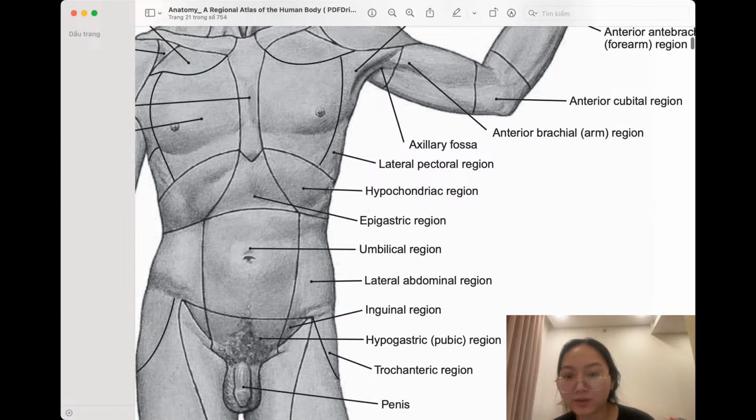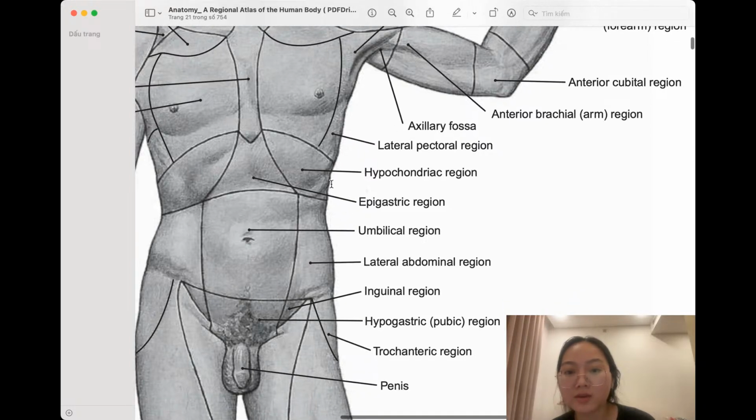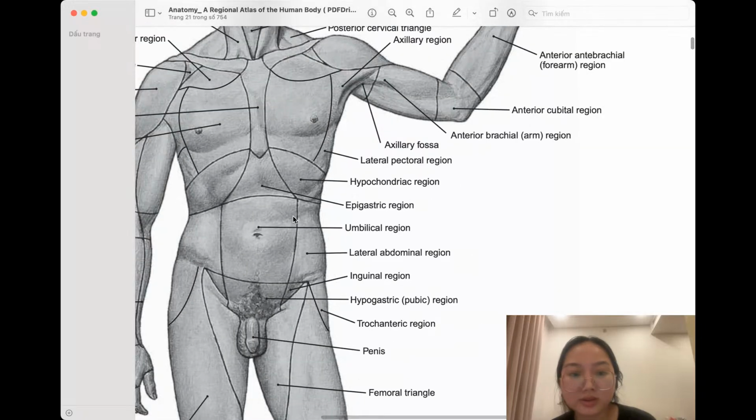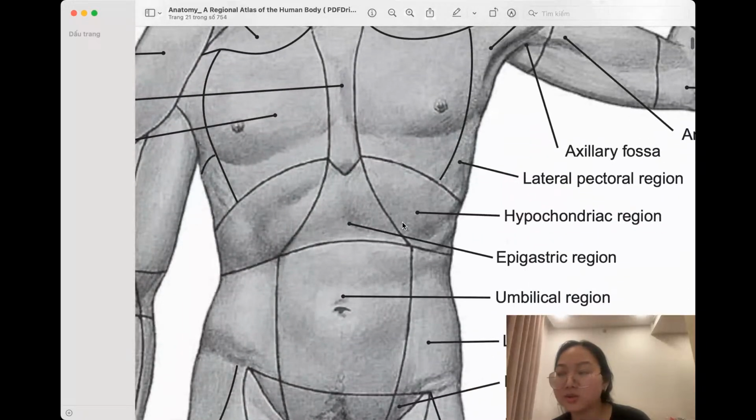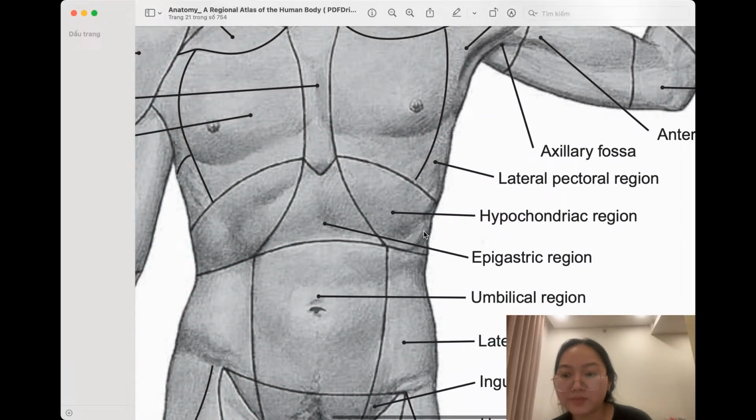And we call this one lateral, right? Because it has a lateral view. And pectoral means the pectoral here, and region means the area. And we also have the hypochondriac region. Hypochondriac: hypo means the lower part, and chondriac relates to the ribs. Yeah, relating to the ribs or the pectoral. We're going to learn about the bone later, right?